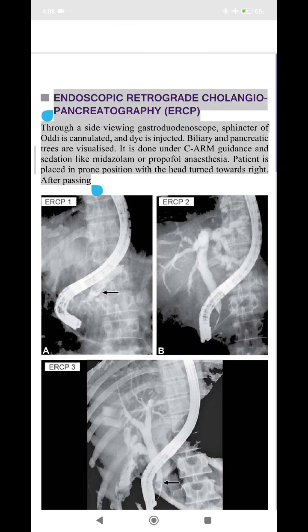Endoscopic retrograde cholangiopancreatography, ERCP. Through a side-viewing gastroduodenoscope, the sphincter of Oddi is cannulated and dye is injected. Biliary and pancreatic trees are visualized. It is done under C-arm guidance in sedation like midazolam or propofol anesthesia. The patient is placed in prone position with the head turned towards the right.